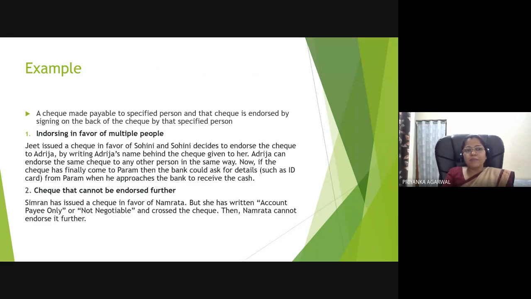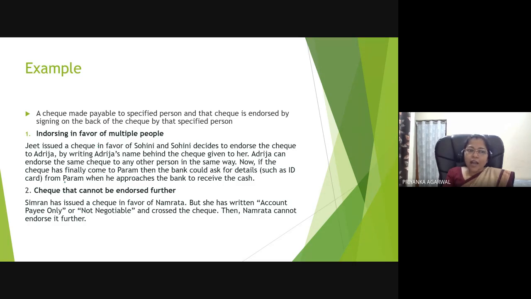See a certain example. A check made payable to a specified person, and that check is endorsed by signing on the back of the check by that specified person. Suppose Mr. A has issued a check to Mr. B, and Mr. B has signed it on the back of the check and mentioned C. Now C can also further sign it and mention any person D. So this is how the endorsement happens. By this, what do you understand, that endorsement can be possible to multiple people.